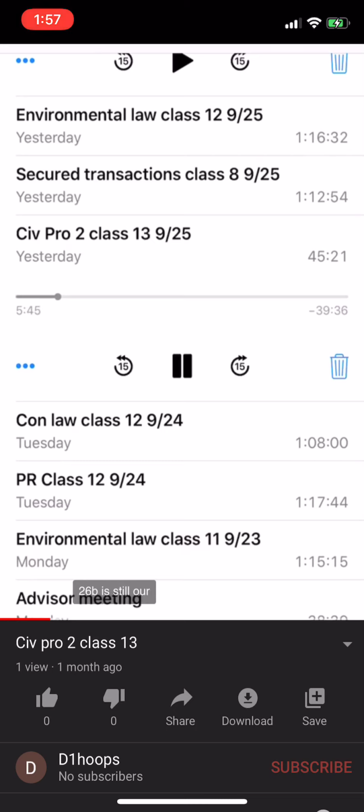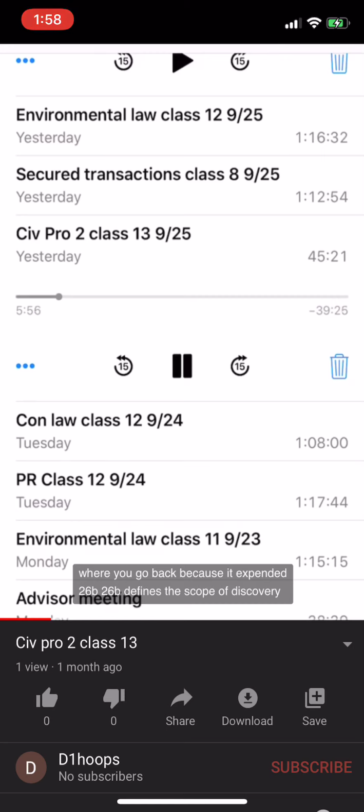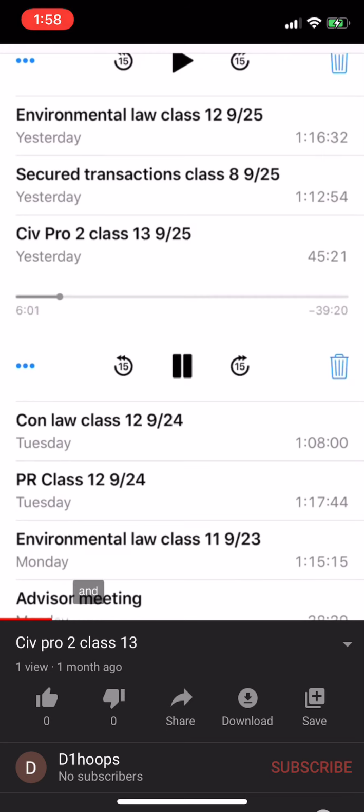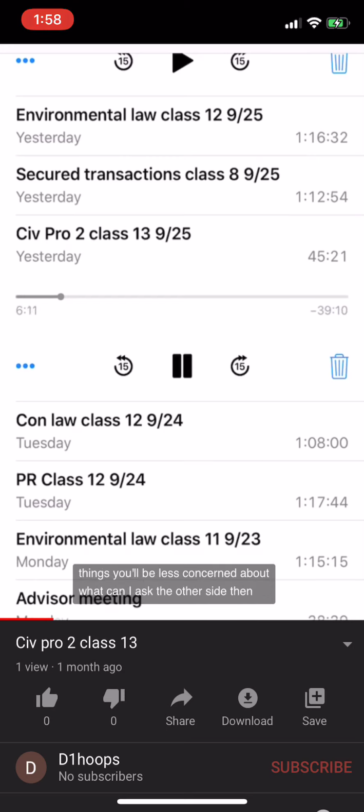But 26(b) is still our conscience here. 26(b) defines the scope of discovery. You'll be less concerned about what you can ask the other side than about whether it is proper for the other side to have asked you this question. So for that, you go to Rule 26. If somebody has tendered you a request for admissions that is not relevant to the action or asks for privileged information, those are the two big categories, you can object. But your scope of discovery is still defined by 26(b). That's important to know, not just about requests for admissions, but also all the other things we've been talking about the last couple of classes.